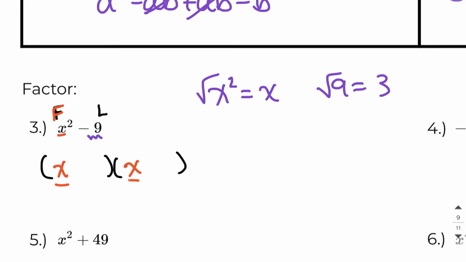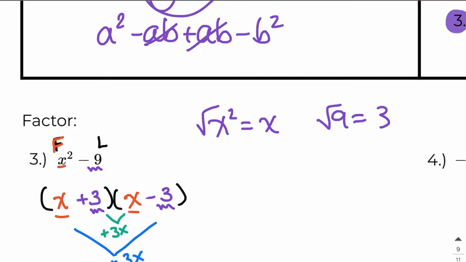Since the last is negative 9, let's just deal with the 9 first. We would have a 3 and a 3, or we could try 9 and 1. But in order for our outside and our inside to cancel out, they have to match, except one has to be positive and the other has to be negative, which is exactly what we have here. That means this 3 right here is positive and this 3 right here is negative. So you can see you're pretty much doing the exact same factoring that we've done before. It just happens to be a special case where the outside and the inside cancel each other out.